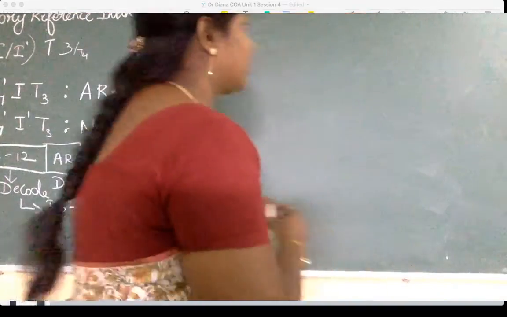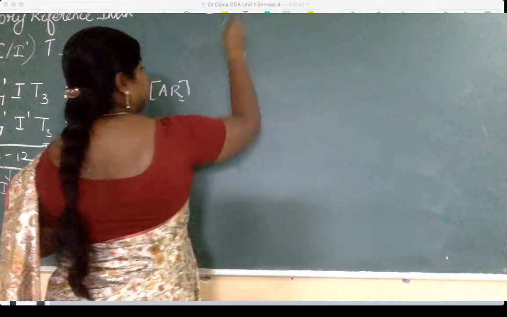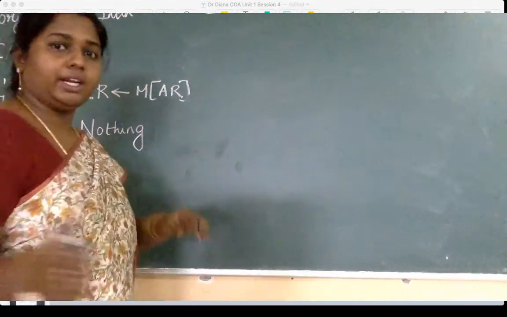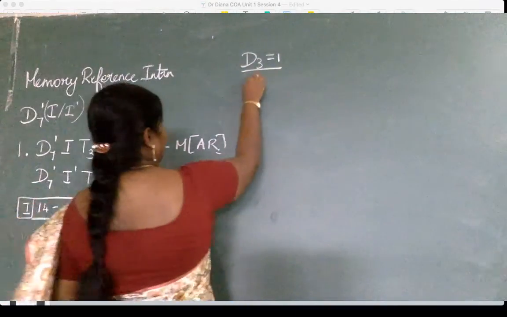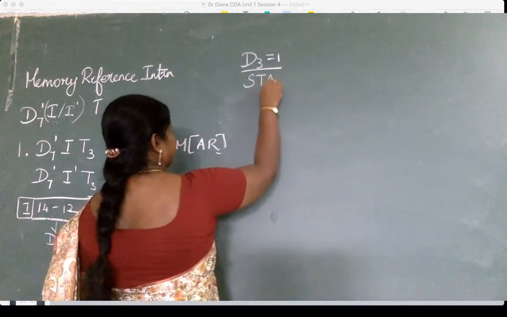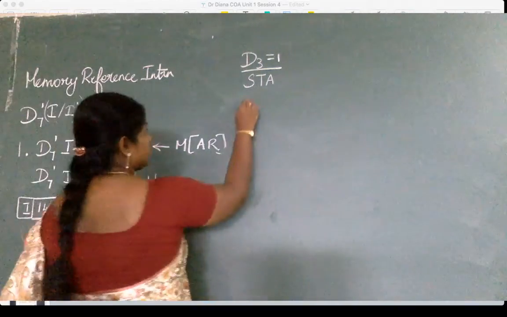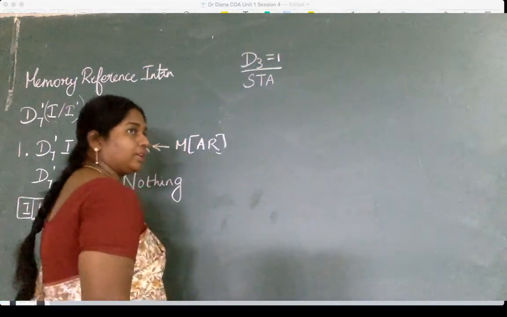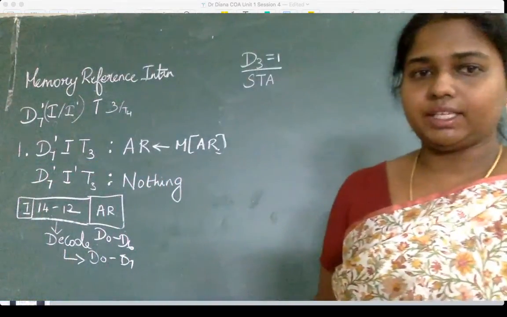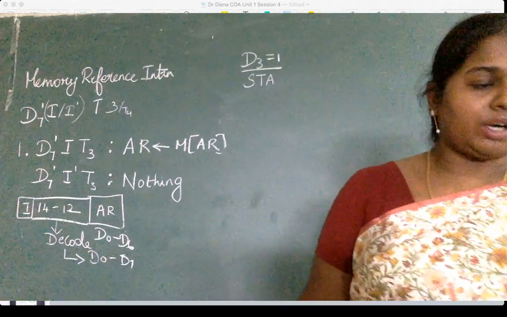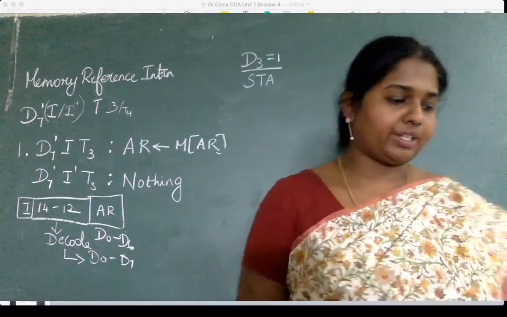Now the next instruction is when D3 is equal to 1. D3 equal to 1 indicates a store operation, which is symbolically represented as STA. STA means I should store the content of the accumulator into the memory addressed by the address register AR. Whatever is the content of the accumulator, I am going to put inside the memory. That is called the store operation.